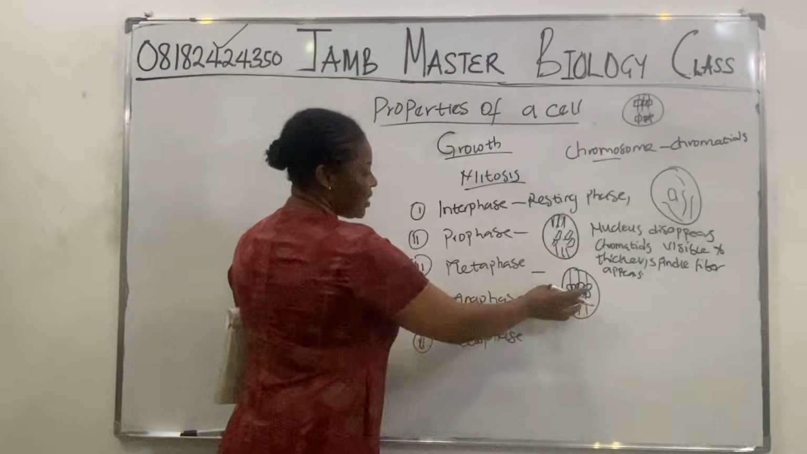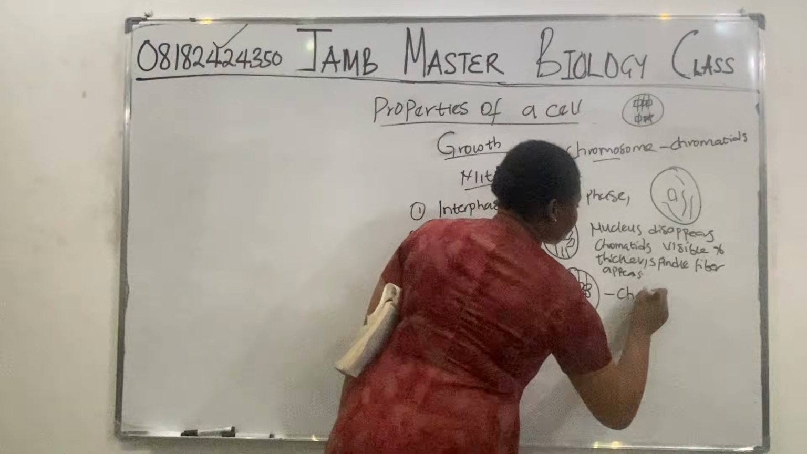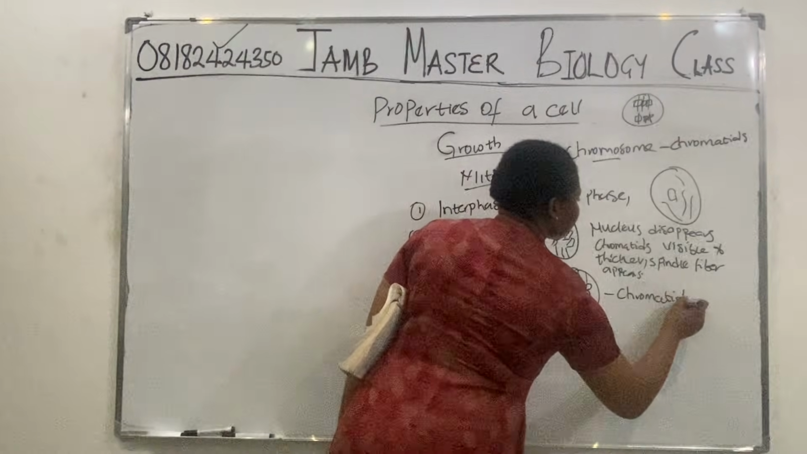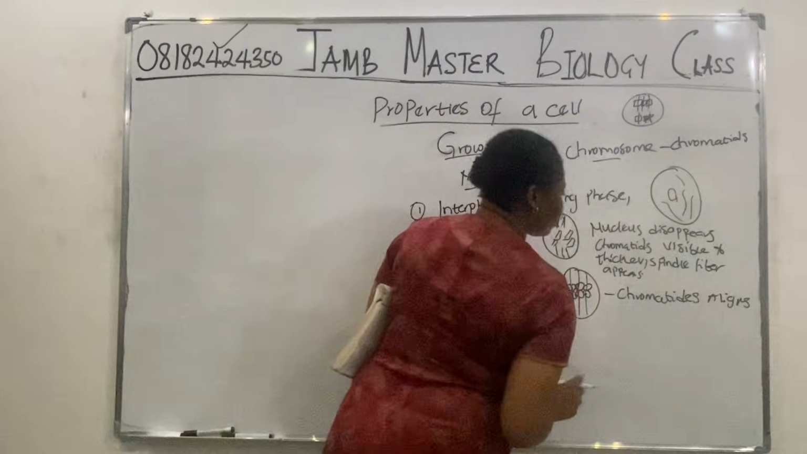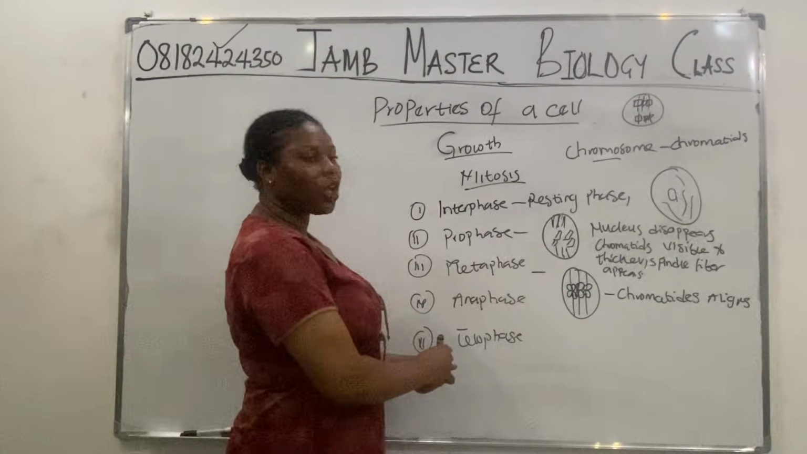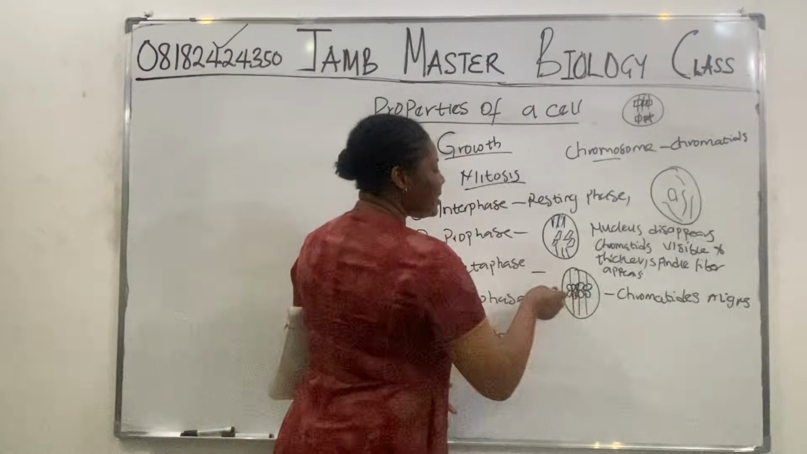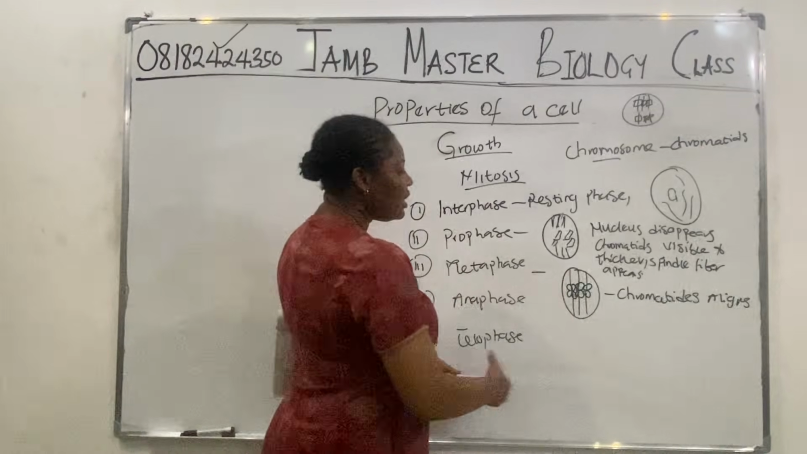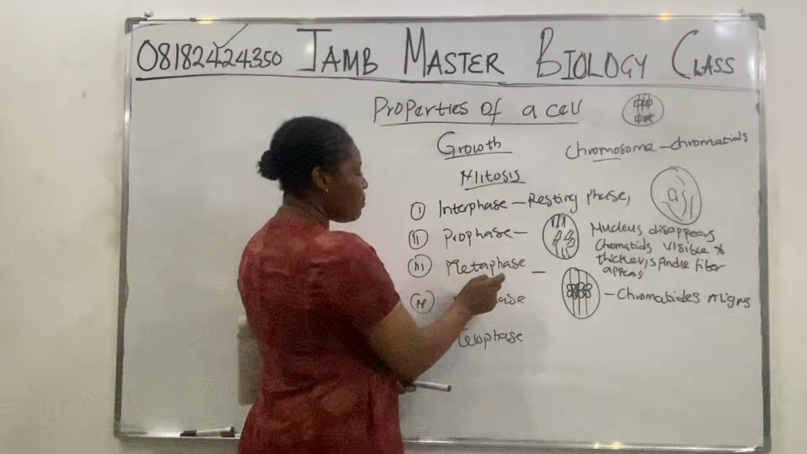They will not align themselves like this. In metaphase, chromatids align. They align. So sometimes in JAMB, you see a question: in what phase do the chromatids align at the centromere? Now the centromere is the middle of the spindle fiber. It is the metaphase.